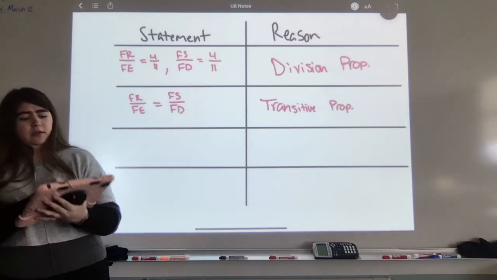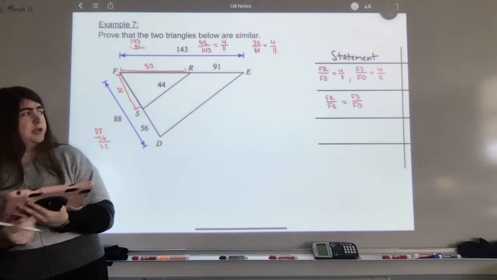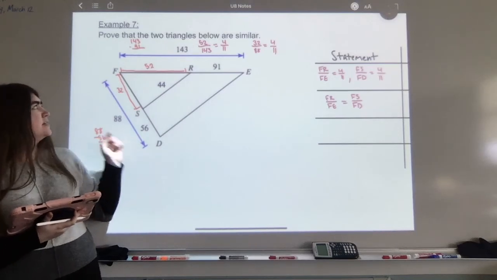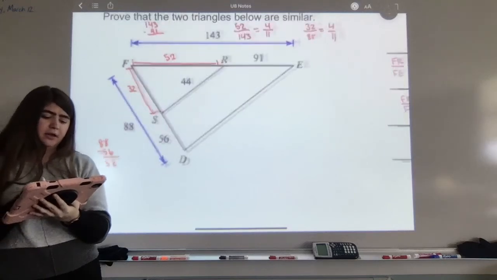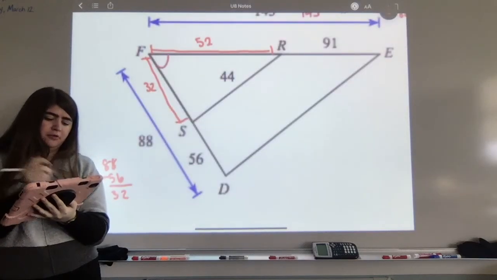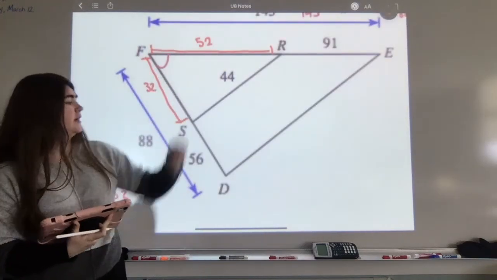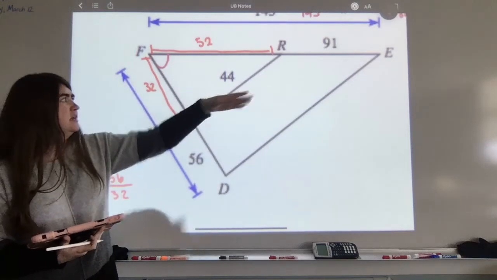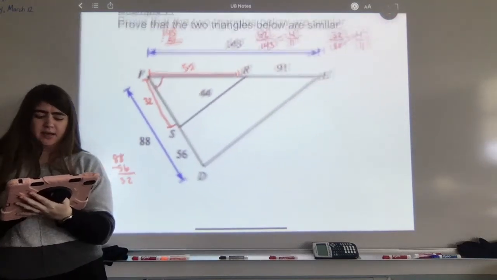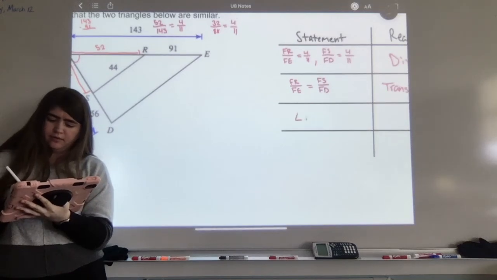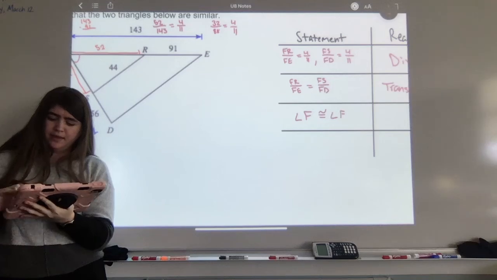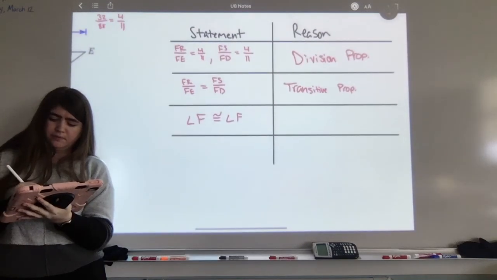Then back in my image, I have that angle F is in both triangles. It's in both triangle SFR and triangle DFE. So I'm going to say that angle F is congruent to angle F, congruent to itself, because of the reflexive property.